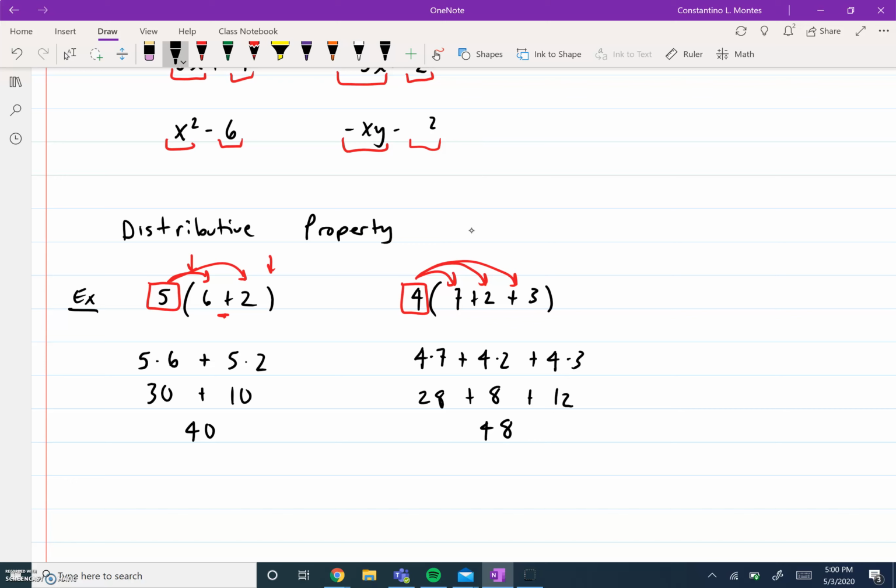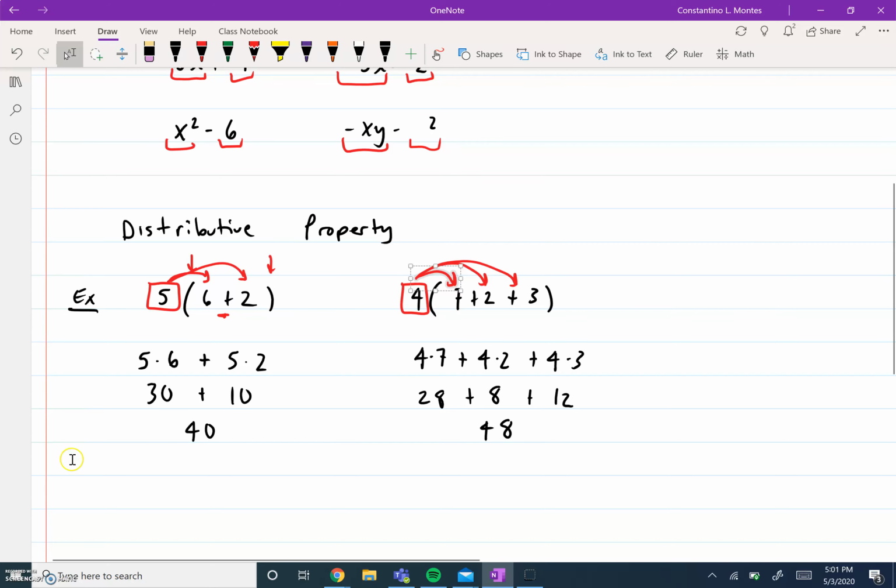Again, it seems like a really roundabout way of approaching this problem, but that's only because I can combine 7, 2, and 3. If I couldn't combine them, if they weren't like terms, then I would be forced to use the distributive property, which is what we're going to show you next.